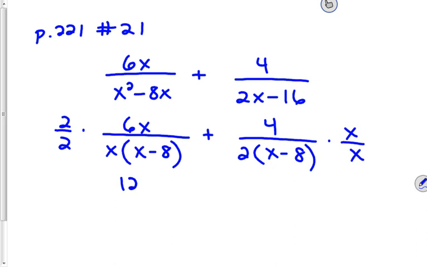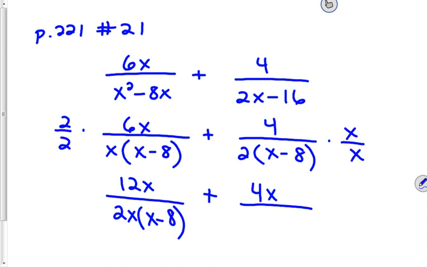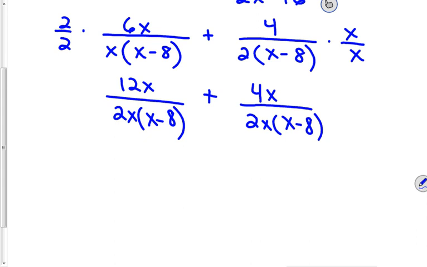So now I'm going to get 12x over 2x times x minus 8. And over here I'm going to get 4x over 2x times x minus 8. So now we have our common denominator, and we can add the numerators together. 12x plus 4x, they happen to be like terms. That's nice. I get 16x over 2x times x minus 8.